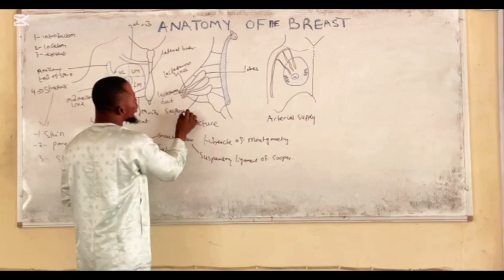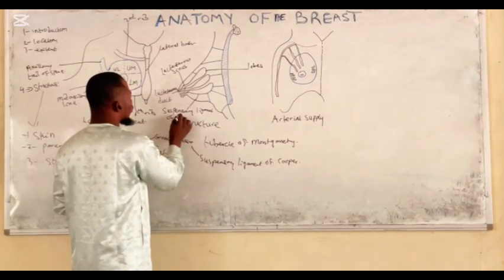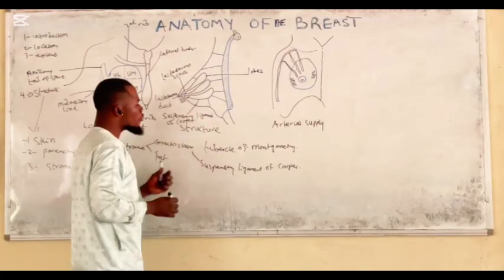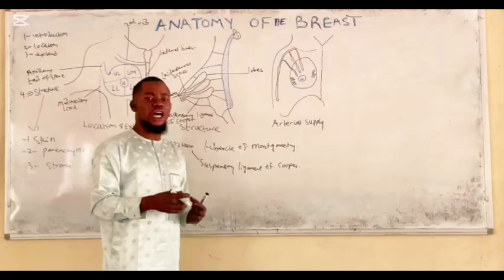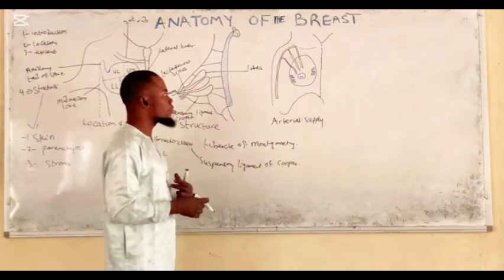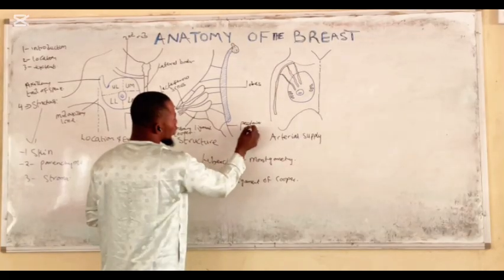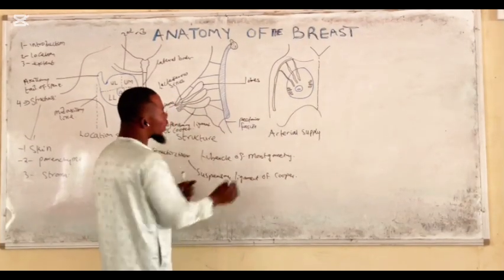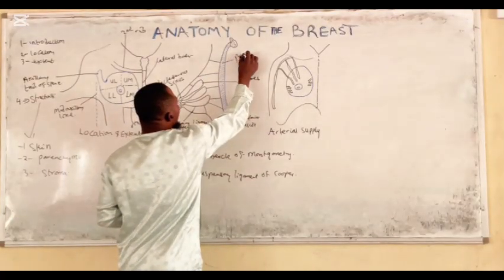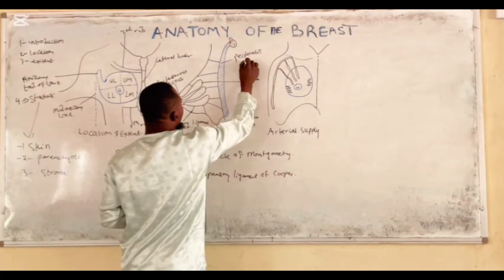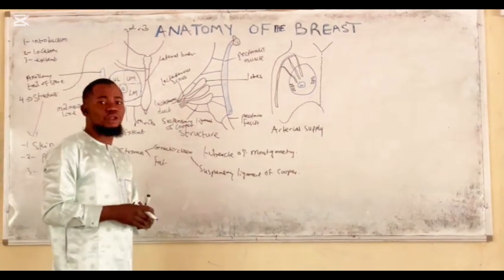The suspensory ligament of Cooper is formed from the fibrous stroma, and it anchors the skin and the breast to the pectoral fascia. This is our pectoral fascia. This pectoral fascia is the fascia that covers the pectoralis muscle. So behind here we have the pectoralis muscle. So this is about the structure of the breast.